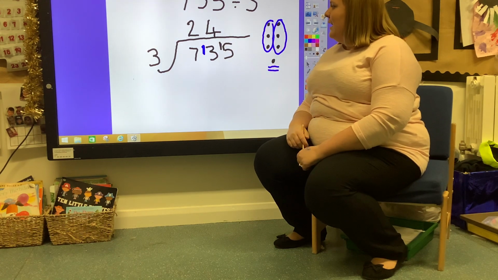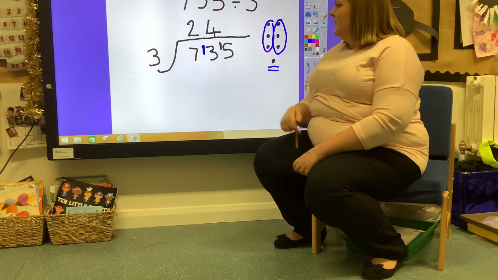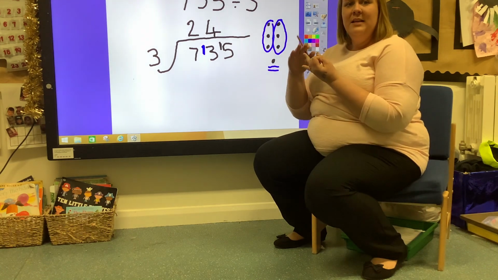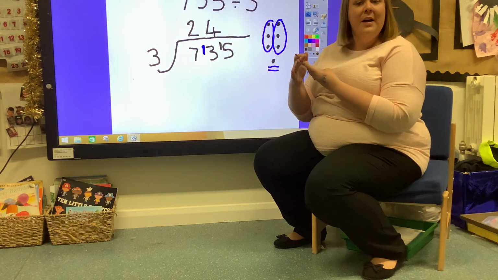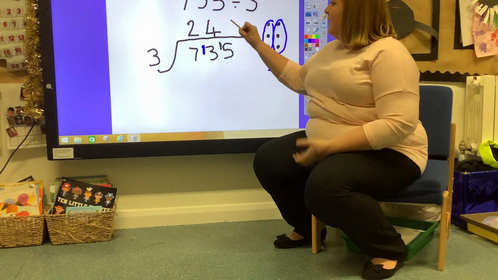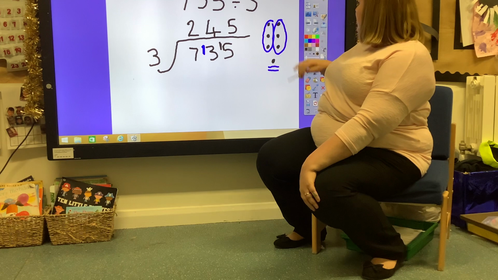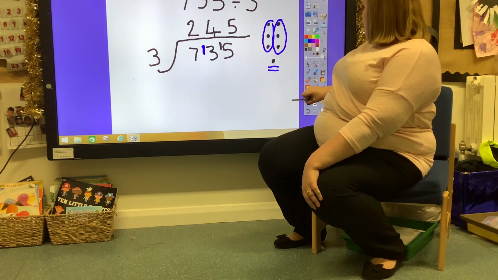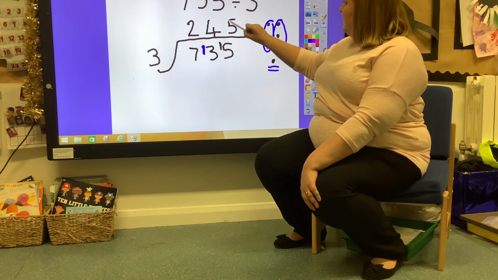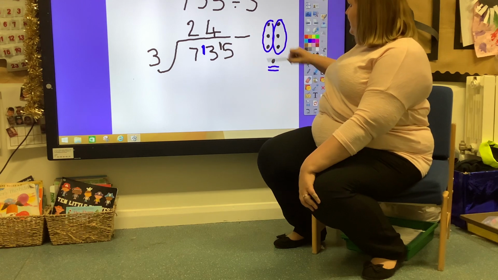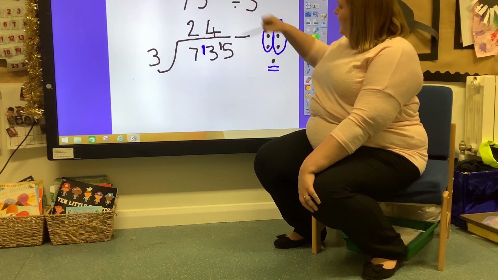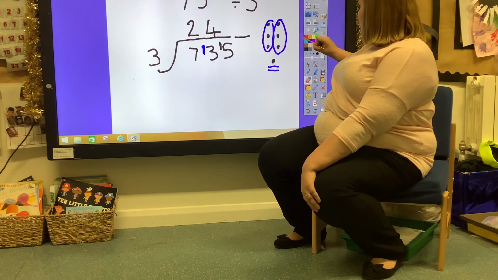I'm now looking at how many 3s will fit into 15. 3, 6, 9, 12, 15. I can get 5 lots. You may end up, let's say, if we were actually to change that 5 on the end, you may end up with a remainder at the end as well.